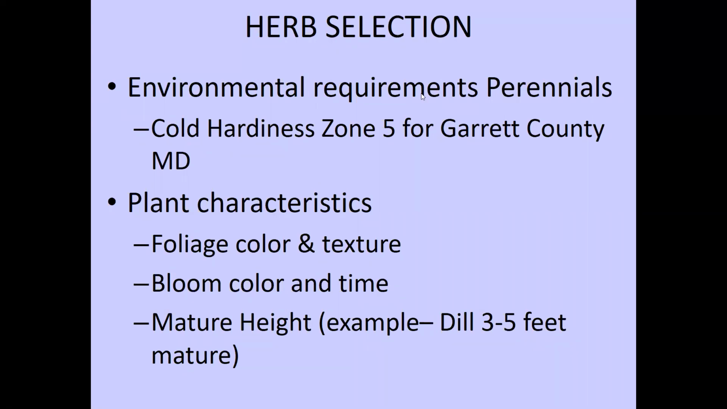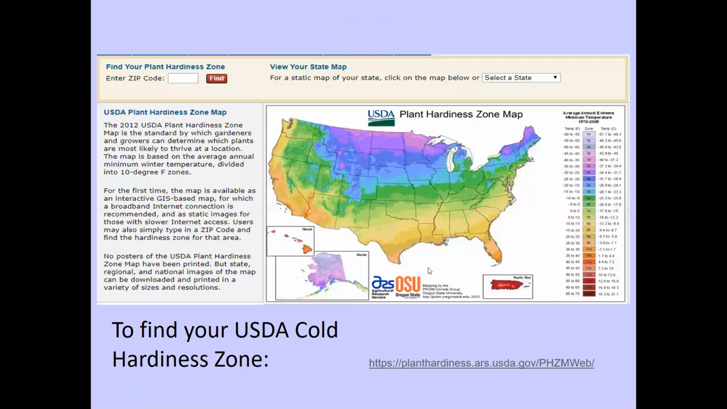So next I wanted to talk a little bit about why we want to plant herbs, or how we are going to decide what herbs we want to plant. In Garrett County, I always tell folks you need to know what your cold hardiness zone is. The United States Department of Agriculture has a cold hardiness zone for every place in the United States. On the next slide, you can go to this website, planthardiness.ars.usda.gov, and you can put in your zip code and it'll tell you exactly what your plant hardiness zone is.